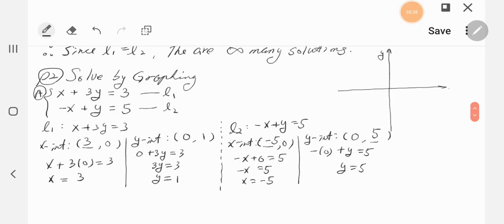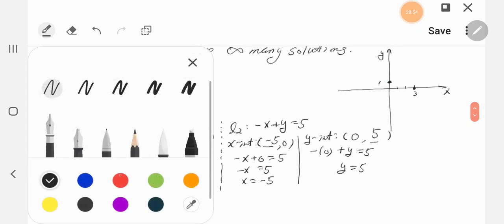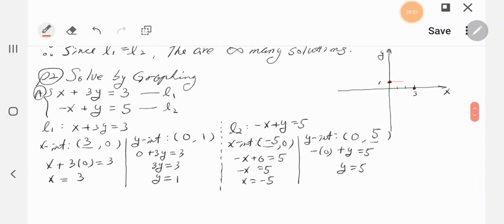Okay, y-axis, x-axis. For line 1, the x-intercept is 3 and 0. 1, 2, 3. And the y-intercept is 0, 1. Okay, so we can connect these 2 points. So line 1 is this straight line. This is line 1.